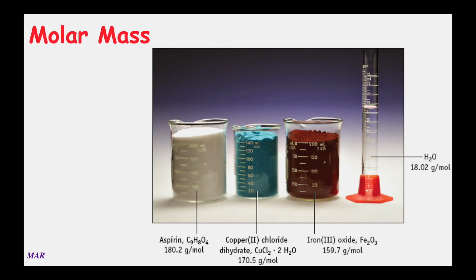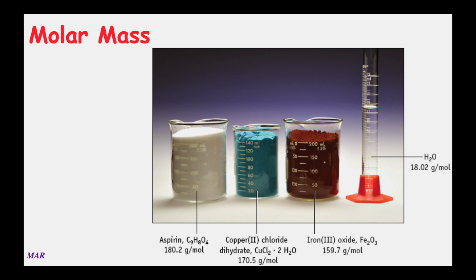These are all 1 mole amounts. So for example, for aspirin there, it says 180.2. That represents 180.2 grams of aspirin. And copper 2 chloride dihydrate with a molar mass of 170.5, that's 170.5 grams of that compound. And iron 3 oxide, which is essentially rust, by the way, 159.7 grams, water 18.02.